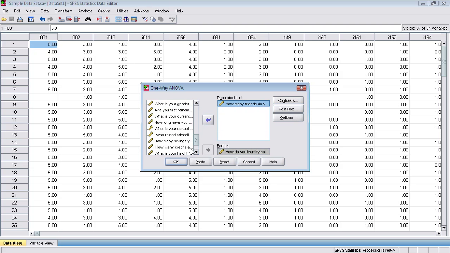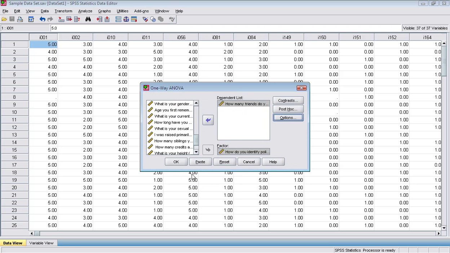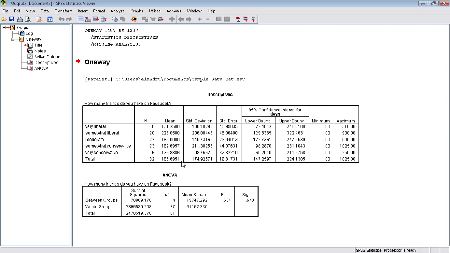Before I click on OK here, I want to click on options. I'm going to need to know the means and standard deviations for my 5 political affiliation categories, because eventually down the road I'm going to write a sentence in APA format that's going to need those means and standard deviations. So I click on the options tab, click on descriptive in this little dialog box, click on continue, and then click on OK.